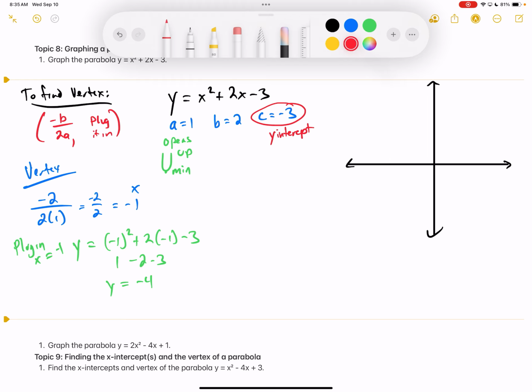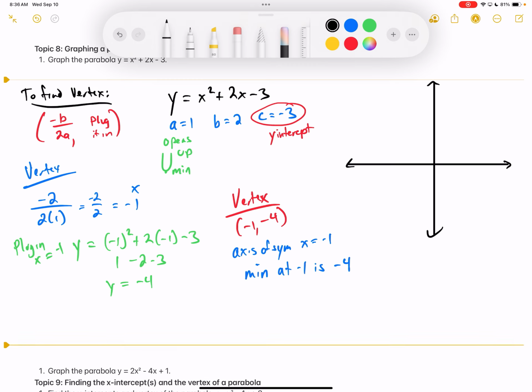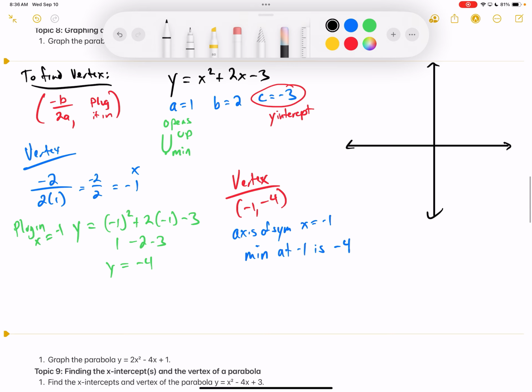So my vertex is -1, -4. You do have to do this on the problem to find the vertex, okay? There's a lot of important things with the vertex because now we know the axis of symmetry is x equals -1. We know our minimum. Our minimum is at -1 and is -4. So you do have to find the vertex on this.